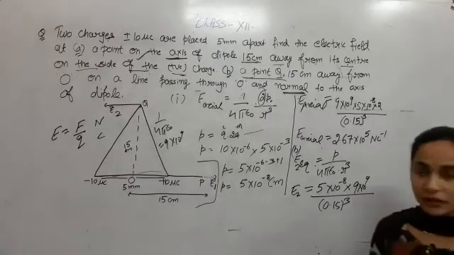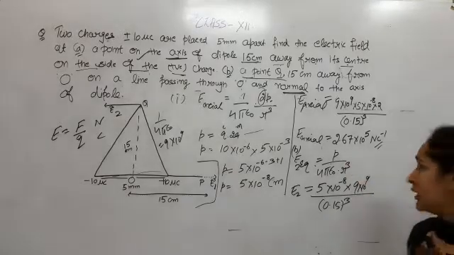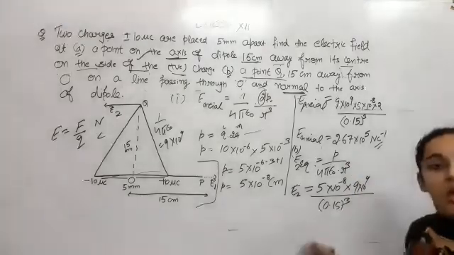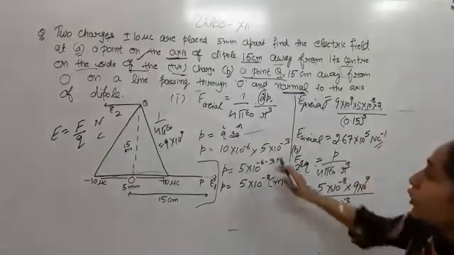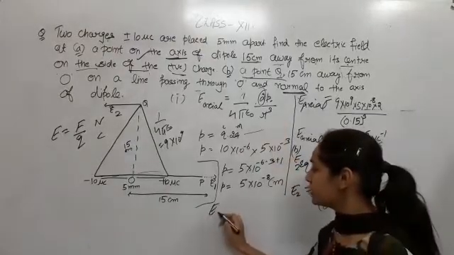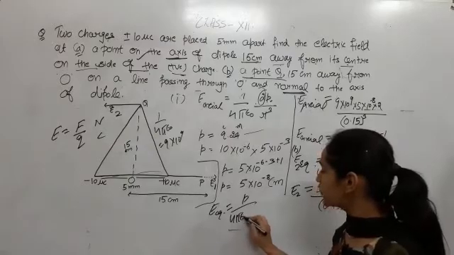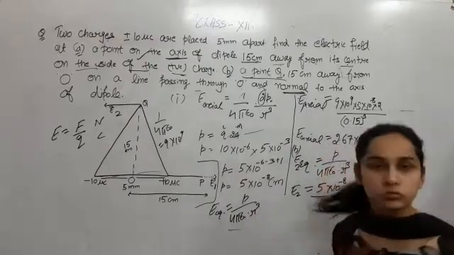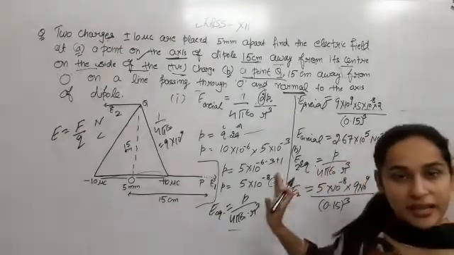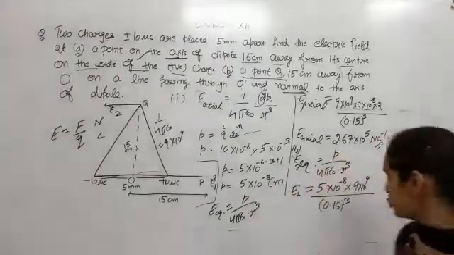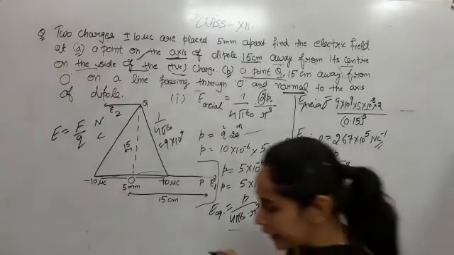Very simple thing, beta. See what you got in the first one, 2.67 into 10 raised to power 5 Newton per Coulomb. In that part you just have to divide by 2 only, because the equatorial relation was P upon 4 pi epsilon naught into R cube. There was no 2 in this, so what will we do? The value which we got for the axial line, we will divide it by 2 and we will get the electric field intensity on the equatorial line.